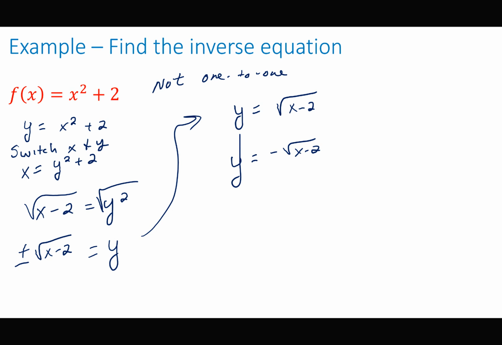Okay. So the reason why this does not have an inverse is because we end up with two y values essentially. Okay. And again, we can't have two y values. So this is proving that it is not one-to-one.